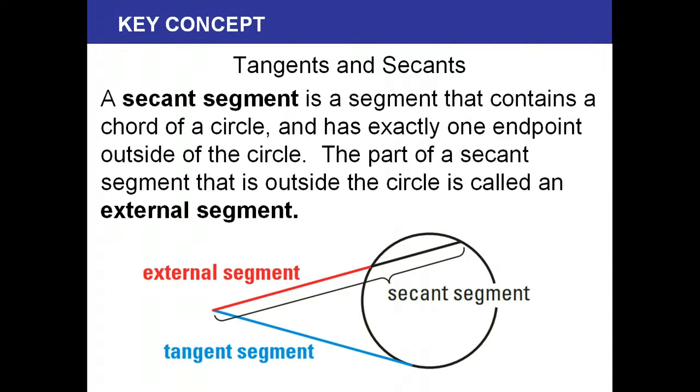Now, tangents and secants. A secant segment is a segment that contains a chord of a circle and has exactly one point on the outside. So instead of a secant line, what we have is a secant segment, because it is just a line segment, but it is a secant to the circle since it goes through the circle, hitting it at 2 points. In my secant segment, I've got an external segment and an internal segment, an external part, an internal part. My tangent segment is just a line segment that is a tangent to a circle.